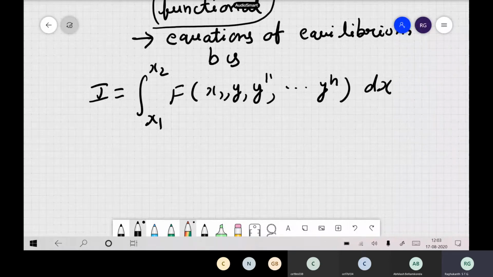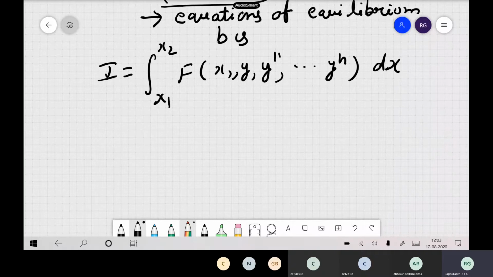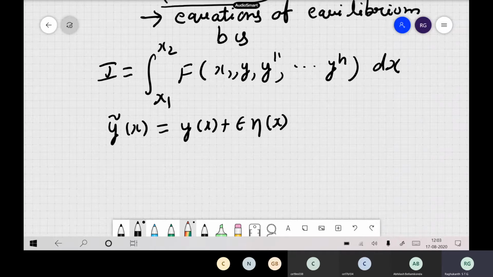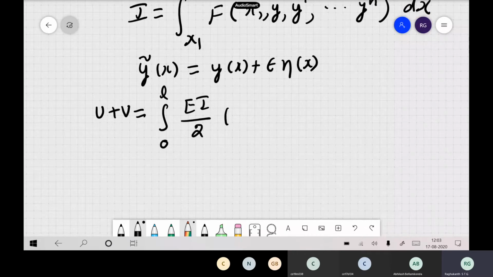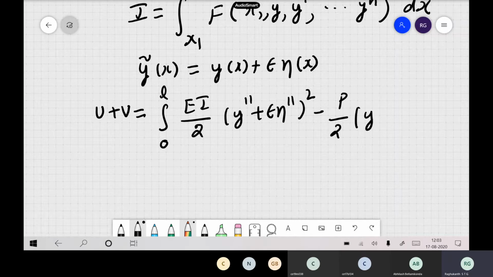Among all the various paths, we are looking for a path, which we assumed last class as y bar of x, equal to y of x plus epsilon into eta of x. We also wrote the expression for the energy, U plus V: integral from 0 to L of EI by 2 into (y double dash plus epsilon eta double dash) whole square, minus P by 2 into (y dash plus epsilon eta dash) whole square, dx. So this was the energy.